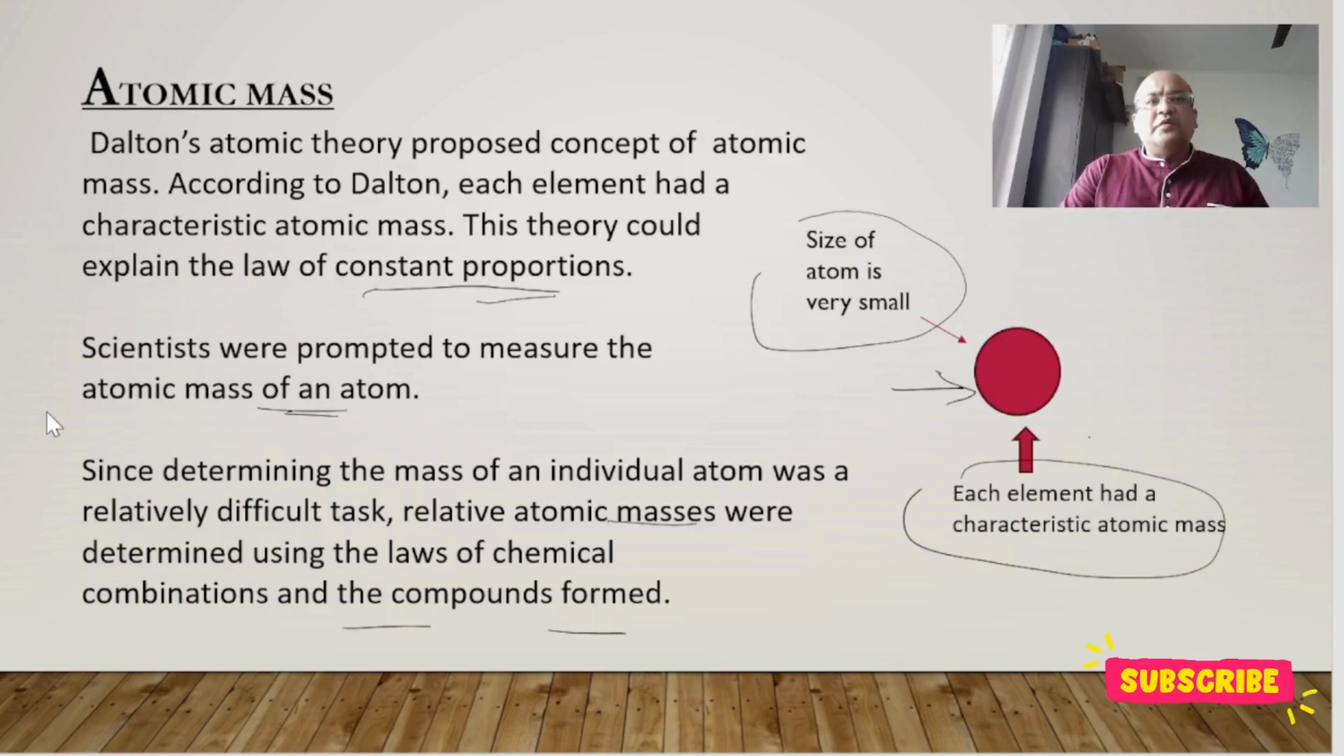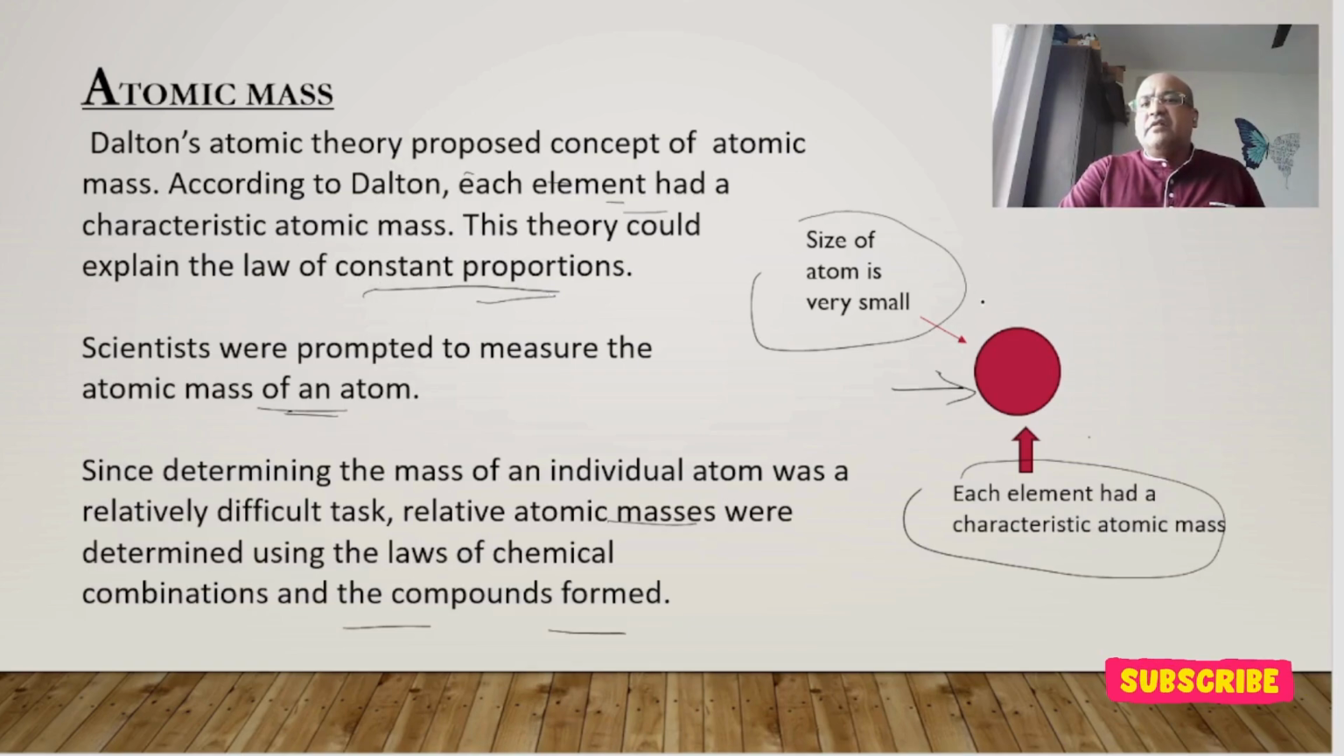Let's talk about atomic mass. We have seen that Dalton gave us the concept of atomic theory. He proposed the atomic theory, which showed us that an element consists of the smallest particle, which is nothing but an atom. According to Dalton, each element had a characteristic atomic mass. This theory could explain the law of constant proportion.